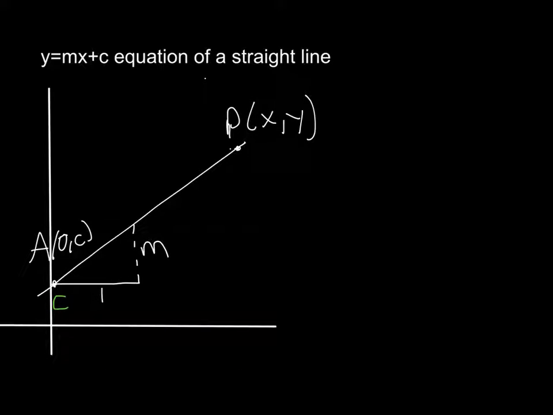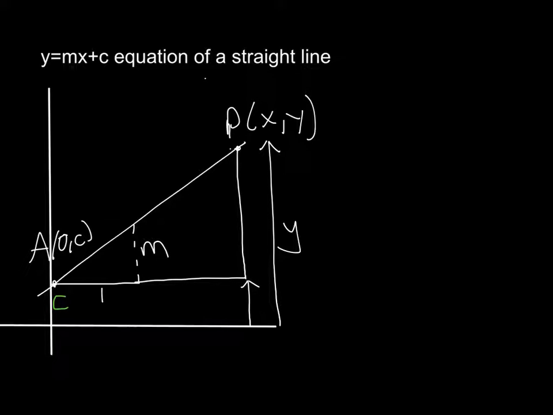Now, if I extend the line out to the point P in the x and y axis here, I can start to use properties of the gradient to work out an equation. From point P, I know that it is y units above the x-axis, and I also know that point A is c units above the x-axis. So I know that the edge of this triangle must be y take away c.